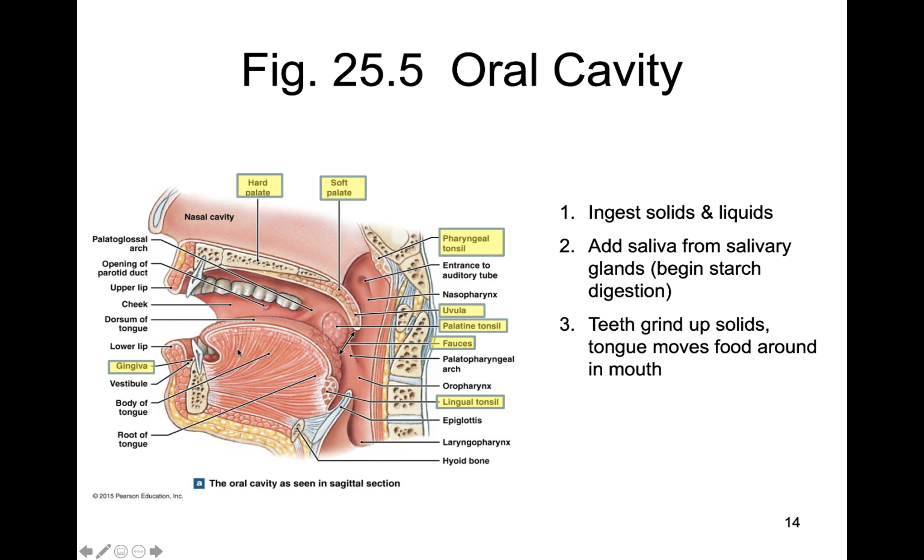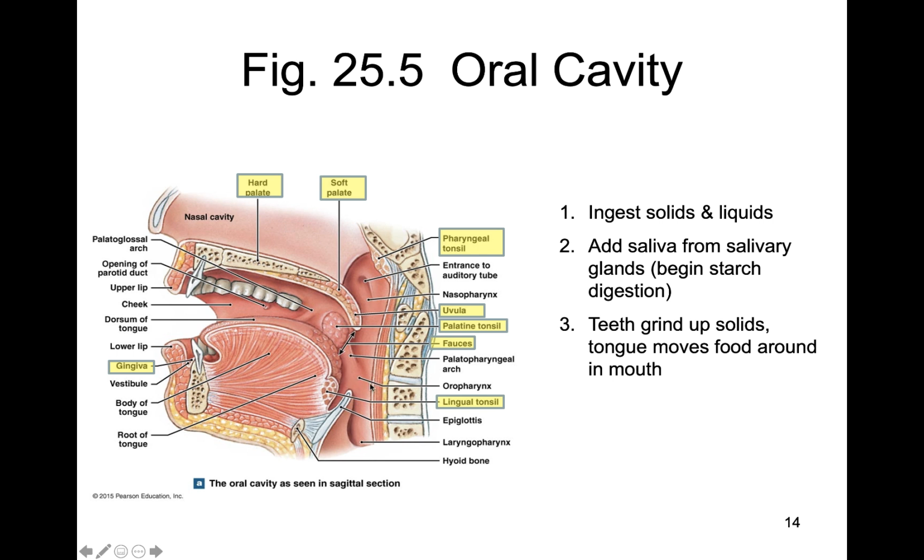So gingiva are your gums. And then you have your hard palate on top, and then here you have the soft palate, and this U-shaped structure is called the uvula. You also have your tonsils there. So you have your palatine, that's where your palate is, soft palate, palatine tonsil. And the opening here from your mouth to your oral pharynx, you can say, is called fauces. And then you also have your pharyngeal tonsil here, and then you have the lingual tonsil. That's where your tongue is, lingual tonsil right here.